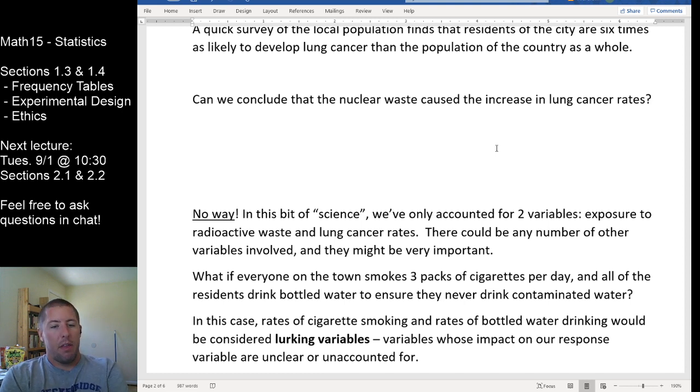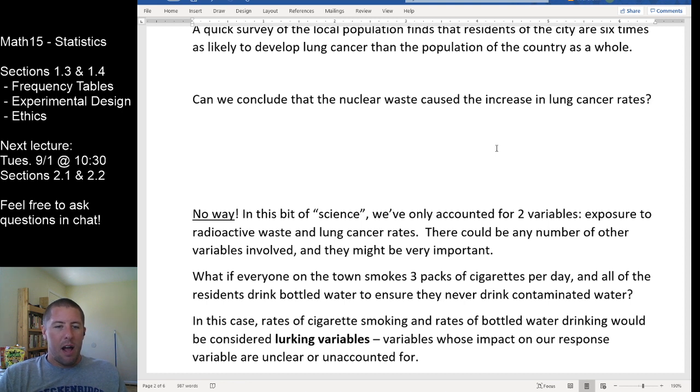There could be a ton of other variables that are involved here that we haven't considered yet, and those might be really important for the conclusions that we should be drawing. And so therefore it would be way overstepping our bounds to say, well, these people are getting lung cancer because of the radioactive waste. Now, I'm obviously setting up this situation because that would probably be the case there, right? But statistically speaking, as a statistician, you have no evidence currently that suggests that the radioactive waste is causing the lung cancer rates to be high. What you don't know is about tons of other variables, right?